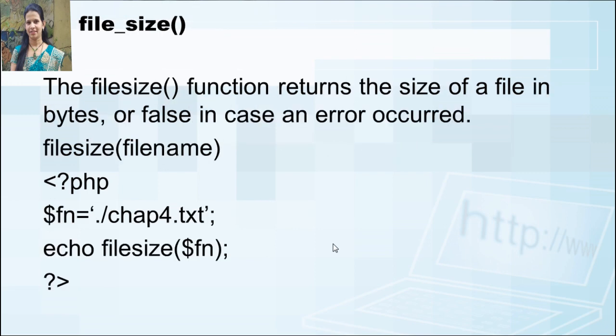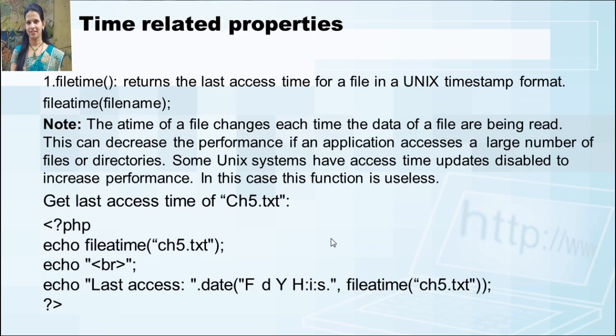Next is filesize. We need this function to calculate the file size. When you are trying to read the entire file at once, you need the file size. You need to calculate the file size first. So the filesize function returns the size of a file in bytes, or false in case an error occurs. If there is an error, it will return false. Provide the file name, and it will give you the size of your given file.